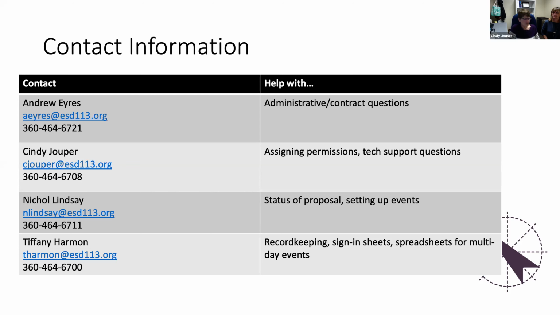Nicole can talk to you about status of your proposal, setting up events, anything that you need to know around that. And then Tiffany Harmon, who's our receptionist at the front desk, does the record keeping, sign-in sheets, and spreadsheets for multi-day events, and will send you the packet. But we all work together. We all can do things for each other. Andrew's mostly just administrative, but the rest of the stuff, Nicole, Tiffany, and I can kind of pass off between each other. So if you can't get a hold of one of us, try another one. But be sure to call any of us anytime.